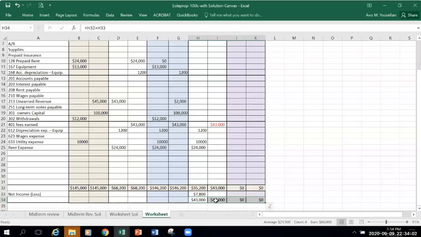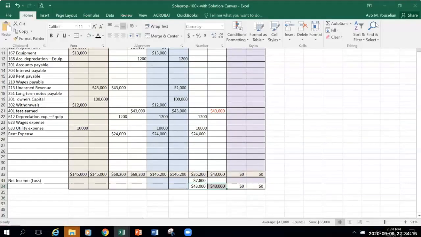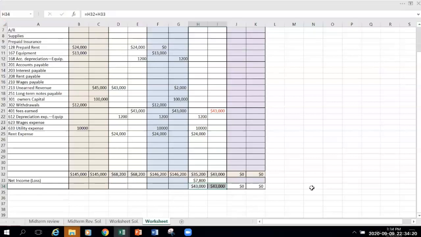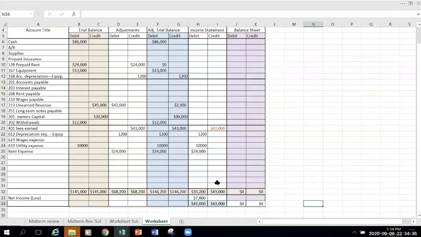So now you can see on my bottom section, you see, both sides is equal again. Nice, right? So here we go. That's my income statement. So I have a very good preview of my income statement.